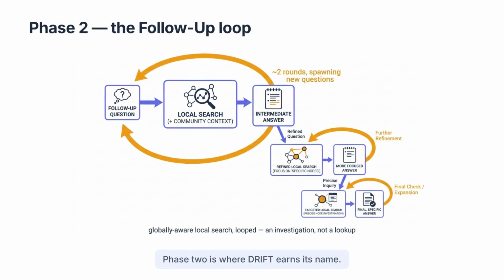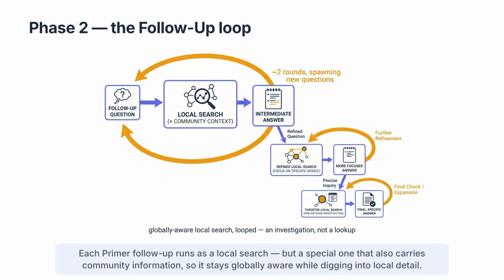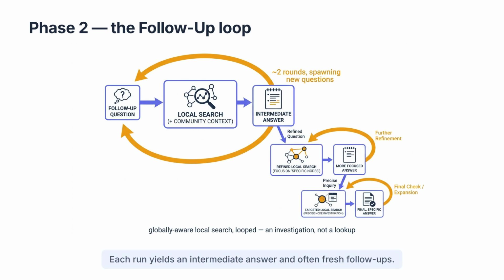Phase 2 is where Drift earns its name. Each primer follow-up runs as a local search, but a special one that also carries community information so it stays globally aware while digging into local detail. Each run yields an intermediate answer and often fresh follow-ups. Drift loops by default about 2 rounds, chasing the thread deeper. An investigation, not a lookup.